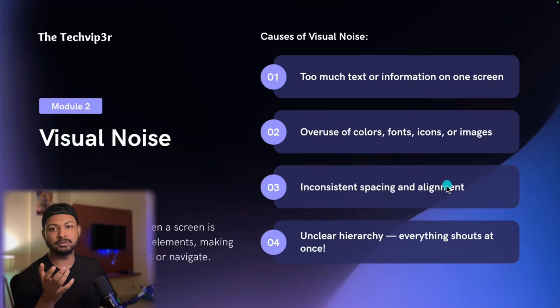Inconsistent spacing and alignment, which I made you understand in the last topic on visual hierarchy. Spacing and alignment should be proper. It should be consistent. If it is inconsistent, there is visual noise. Unclear hierarchy, everything shouts at once.